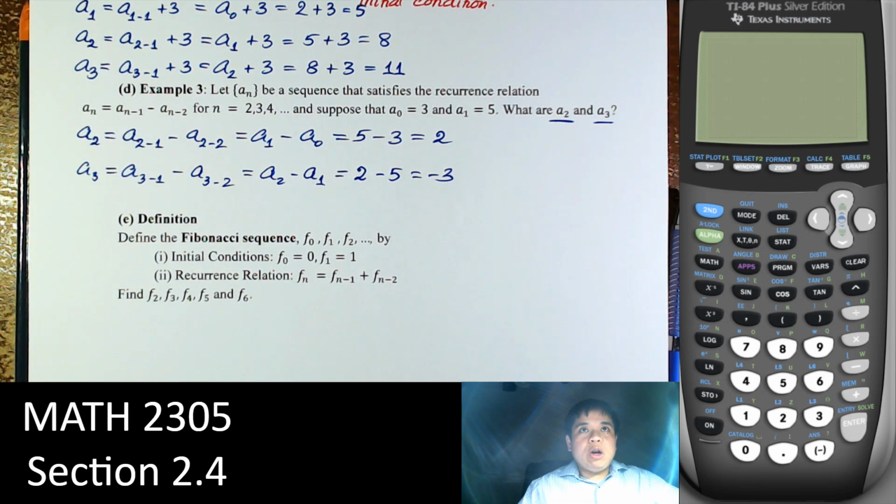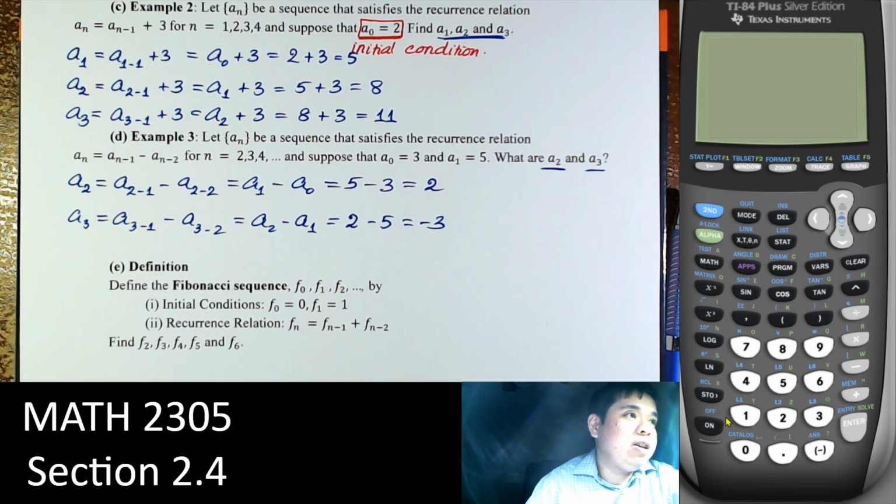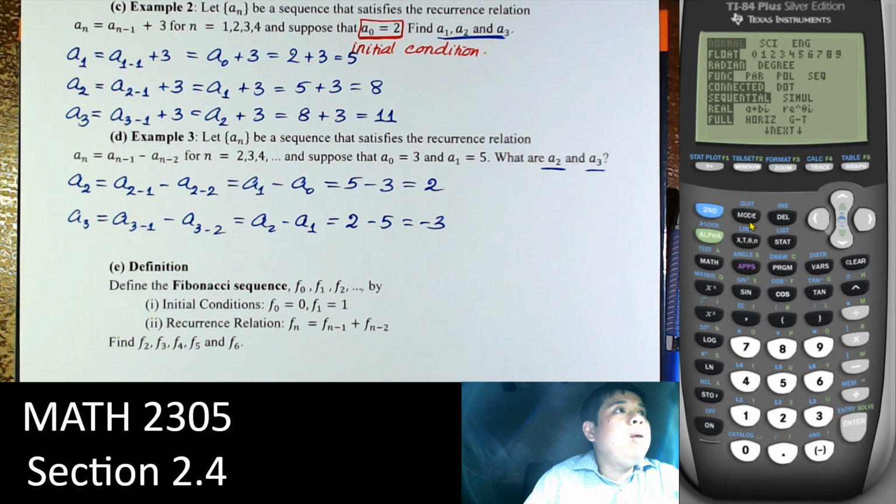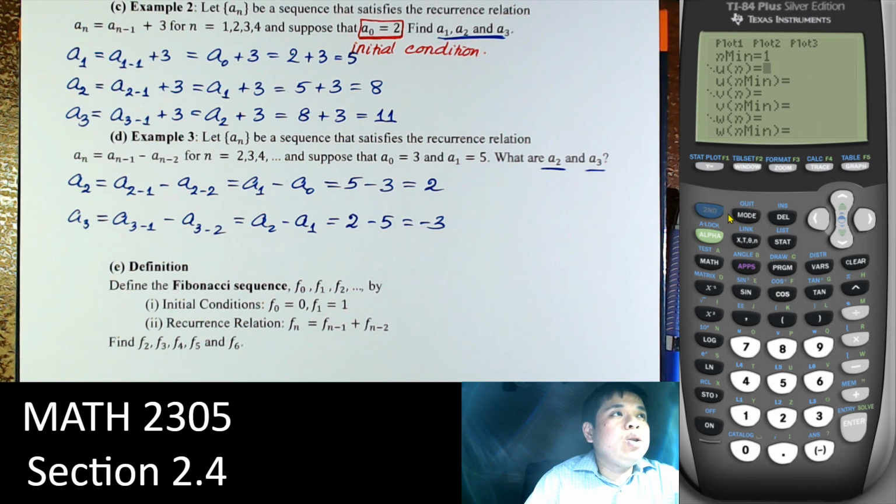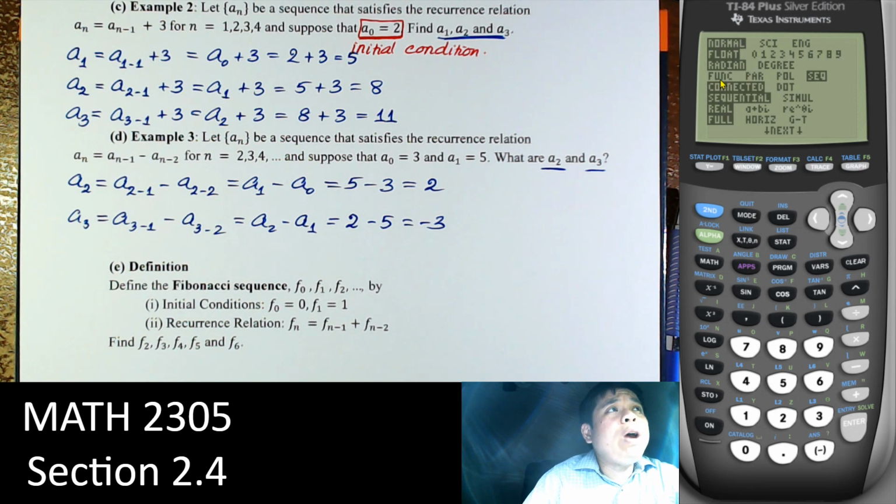By the way, I just want to show you this real quick. If you want to do a sequence on the calculator, this particular calculator, hit mode, go to sequence, highlight the sequence, hit enter. Right, then when you hit y equals, it will show this. So once again, mode to have function, parametric, polar, sequence.